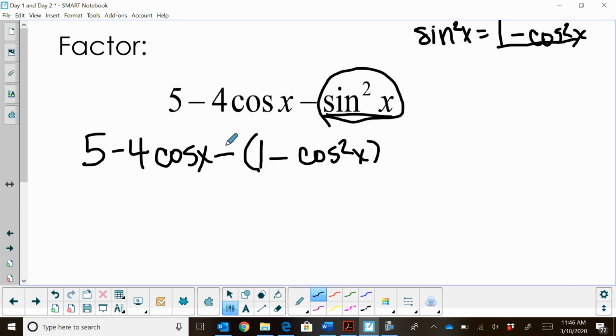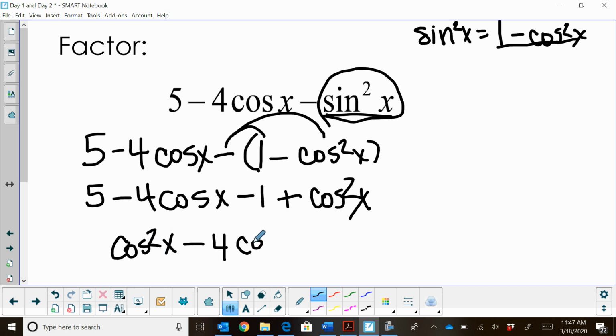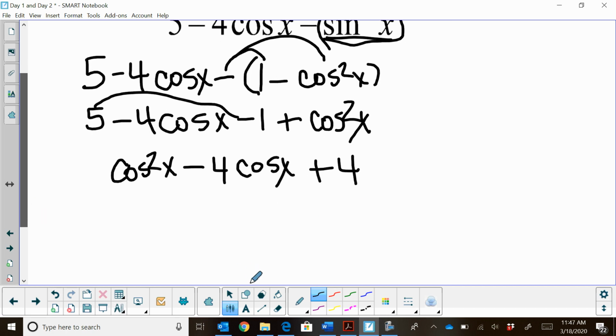Now let's just simplify. Because this is a negative, I have to distribute that negative in. So I get 5 minus 4 cosine x minus 1 plus cosine squared x. Well, that kind of helped us because our squared term is now positive. So let's put it in standard form, which is cosine squared x minus 4 cosine of x, and then 5 minus 1 is plus 4. Okay, so now we have it in standard form.